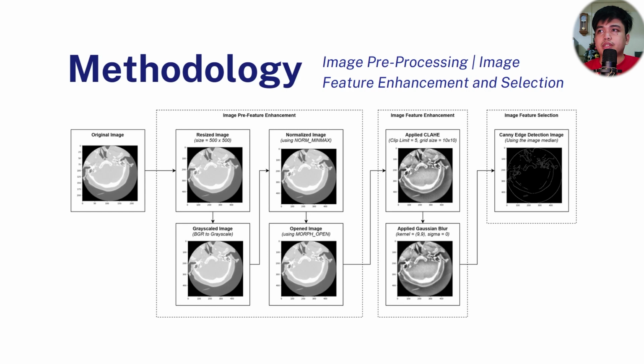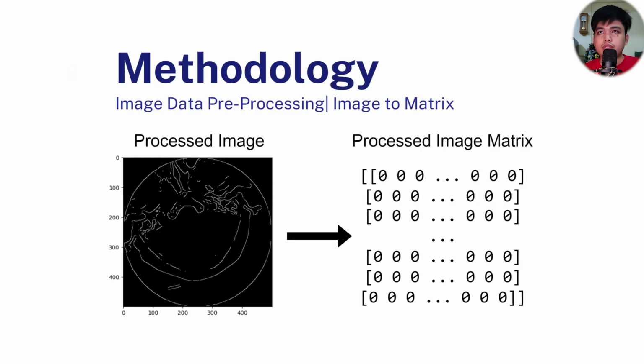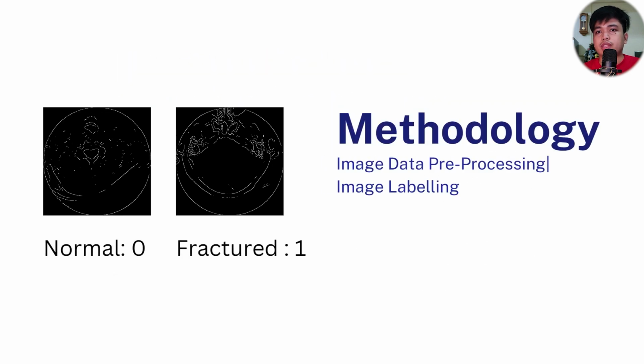And then each image underwent image feature enhancement and selection using these three main parts as indicated in the figure. First, the image pre-feature enhancement, then the image feature enhancement, and then finally the image feature selection, specifically using cutting edge detection using the image's median value. Then after the image was processed, the processed image was converted into an image matrix, which we'll be using in the data frame later on. Then we have labeled each of the processed images as follows. For normal, it was labeled as 0. For fractured, it was labeled as 1.